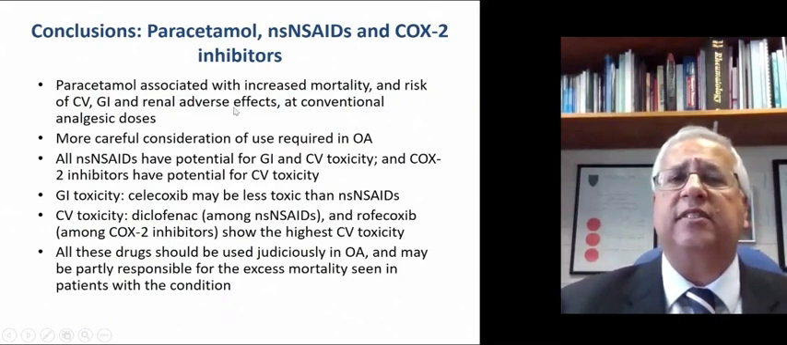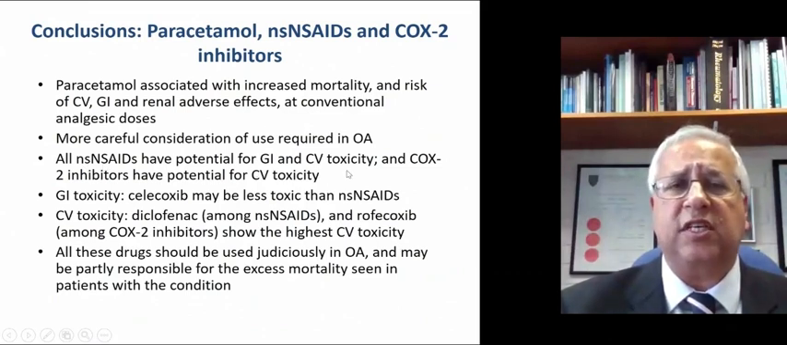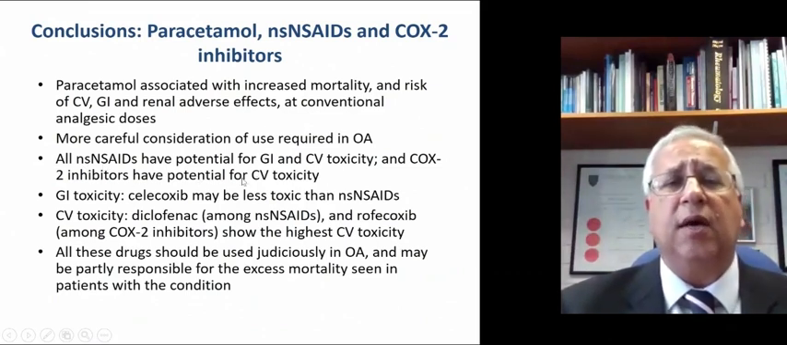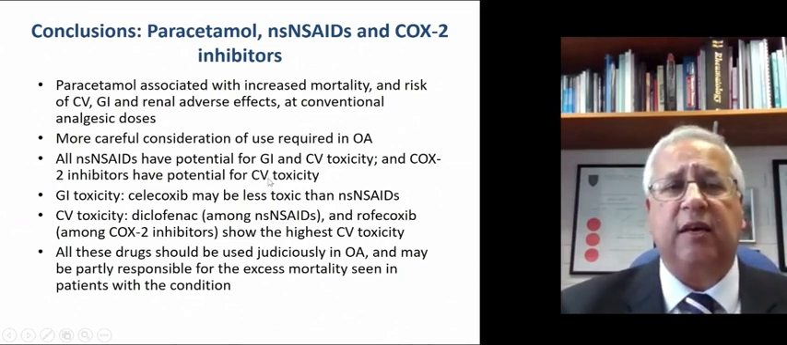So paracetamol is associated with increased mortality and risk of cardiovascular, GI, and renal adverse events. More careful consideration of its use is required in OA. The non-selective NSAIDs have potential for both toxicities, while COX-2, particularly rofecoxib, gives the potential for cardiovascular.